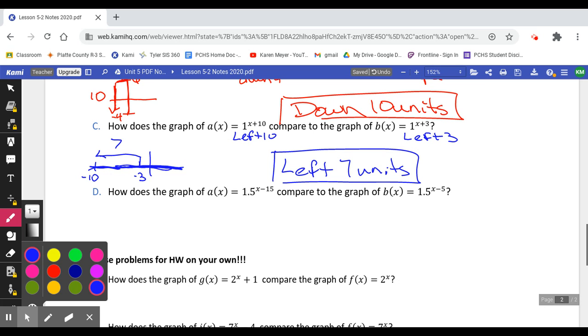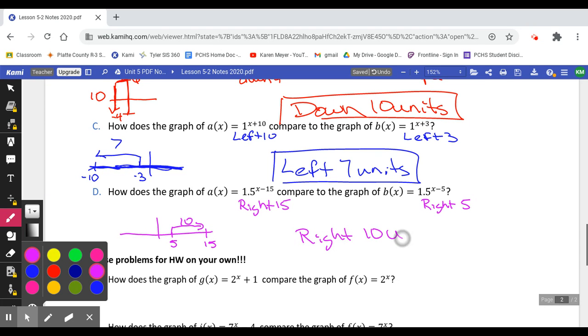Okay, D, last one. Once again, they're up as little bitty numbers, so we're talking left or right. So opposite would be right 5, and opposite would be right 15. So I'm at positive 5 and positive 15. How do I get from positive 5 to positive 15? Well, I have to go in the direction of right. And how many spaces in between? 10. So my answer is right 10 units.